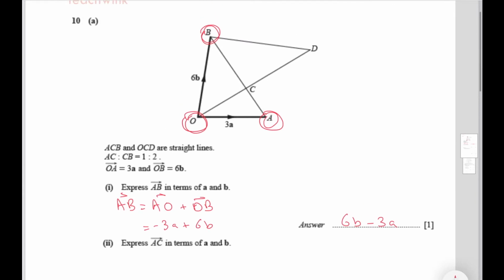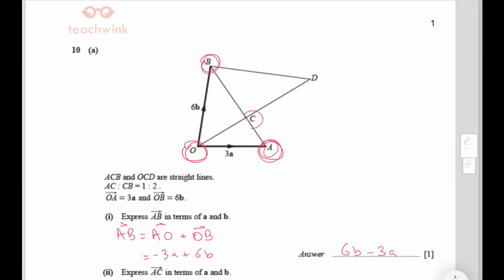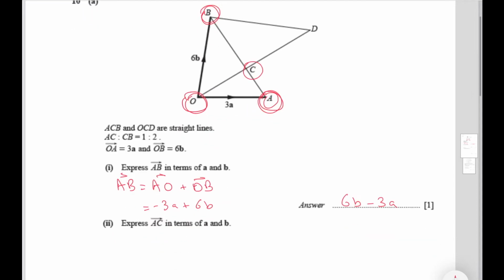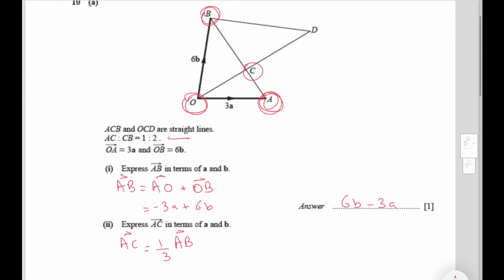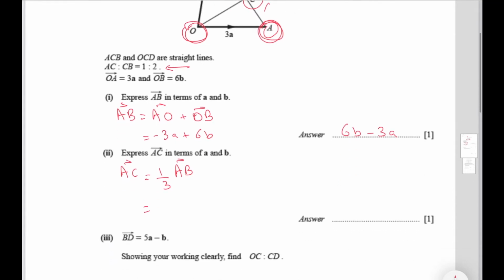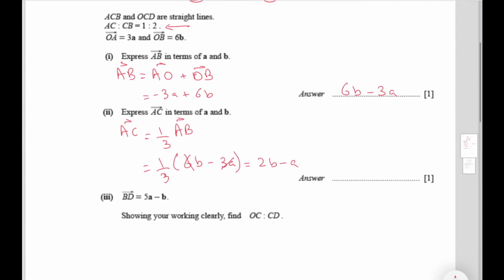The next part says express AC in terms of a and b. That means we have to express AC in terms of AB. First of all, if you look at AC, the vector should be 1/3 of AB, right? Because according to this, this is one part and this is two parts. So let's multiply 1/3 by the vector AB. AB is 6b minus 3a. When we multiply this, you cancel out the 3s and you get 2b minus a, which is your answer to this question.